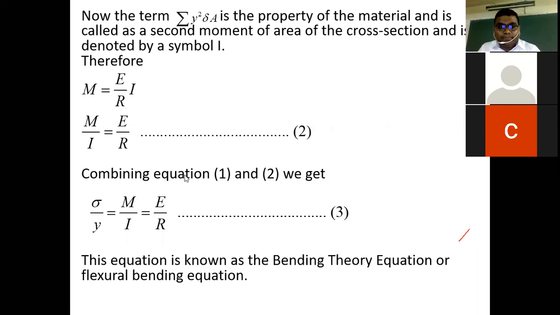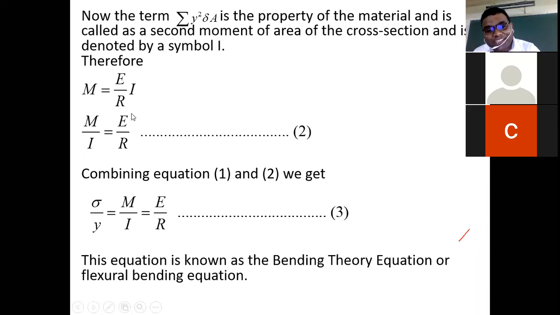Now let's come to the conclusion. This term is called the moment of area or moment of inertia, and it is represented by the symbol I. So the sum of y square del A can now be replaced by I. So this relation becomes M equals E by R into I, and now we can rearrange it as M upon I equals E by R. This is the final expression, equation number 2.